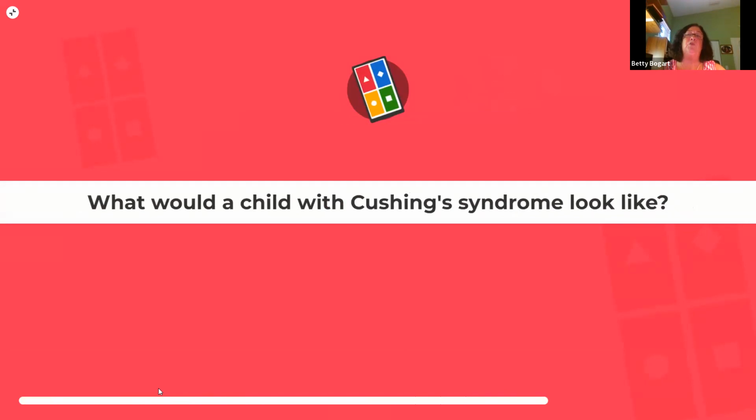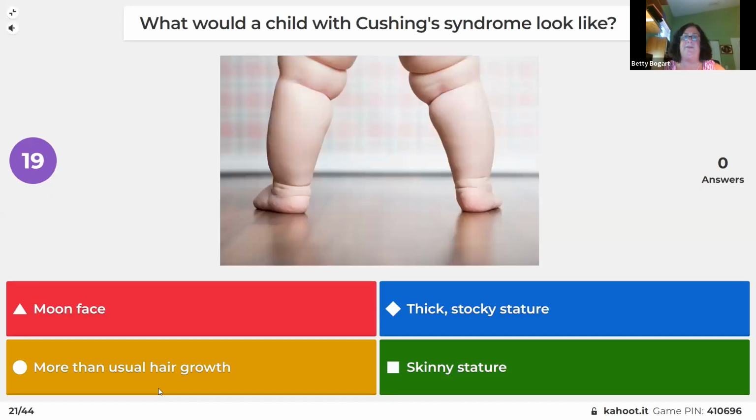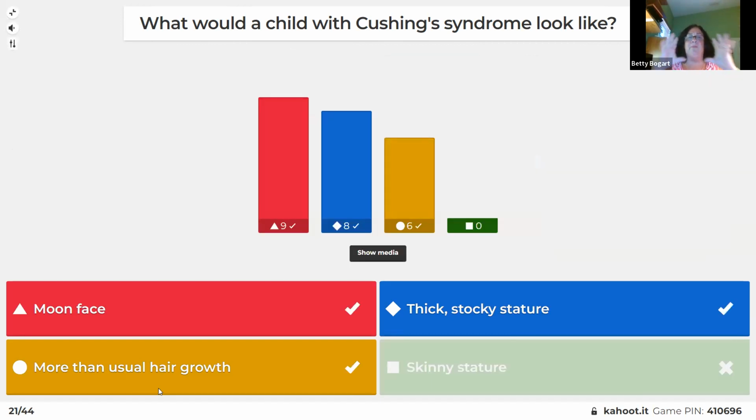What would a child with Cushing syndrome look like? Multi-select. Well, what is Cushing syndrome? Something to do with adrenal glands. Something to do with too much prednisone, steroids in the body. What do you look like? So you're going to have that big round face. You're going to be thick, stocky, big round belly. You're going to have hair growth. And you're going to have skinny arms and skinny legs usually. That goes along with it.